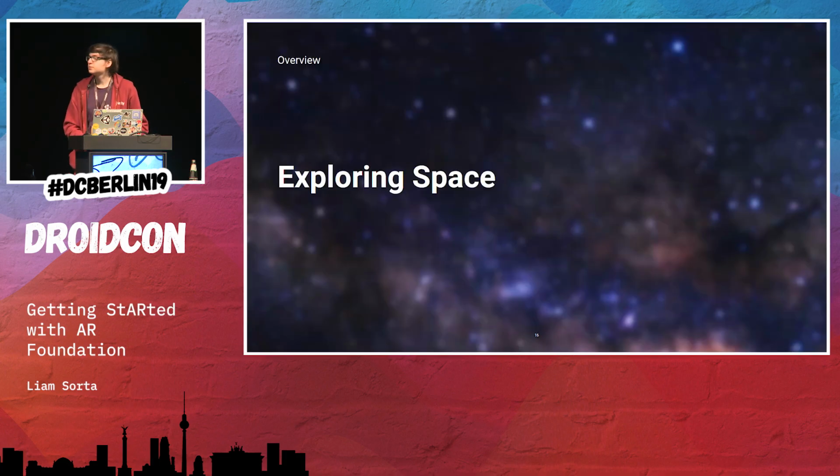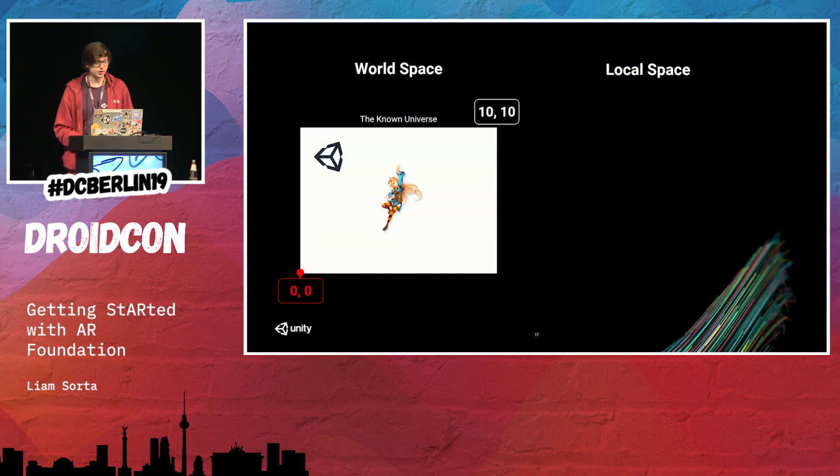So this section is about exploring space. If anyone's developed using Unity before, you know that pretty much everything's in world space. World space is what it sounds like. We have two points: the origin point, and then the distant point. Here we have 0, 0 in the bottom corner, and then 10, 10 in the top right.